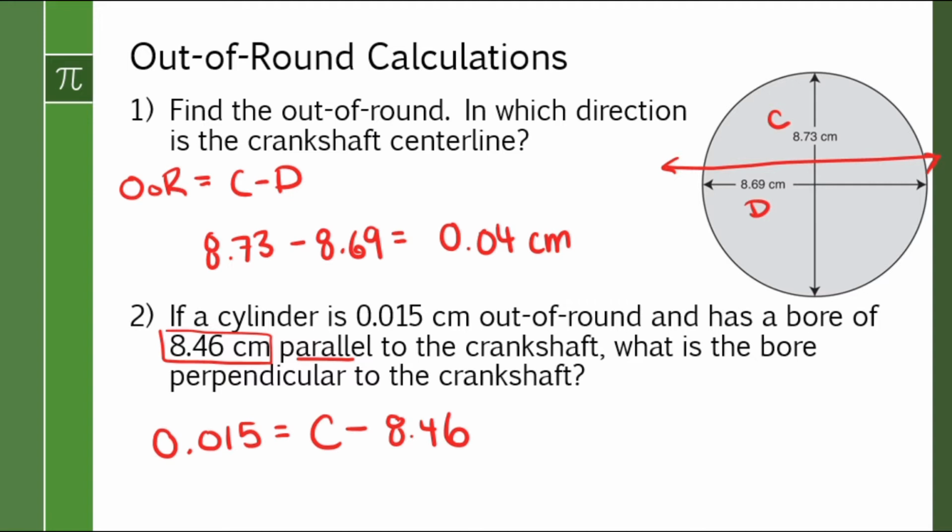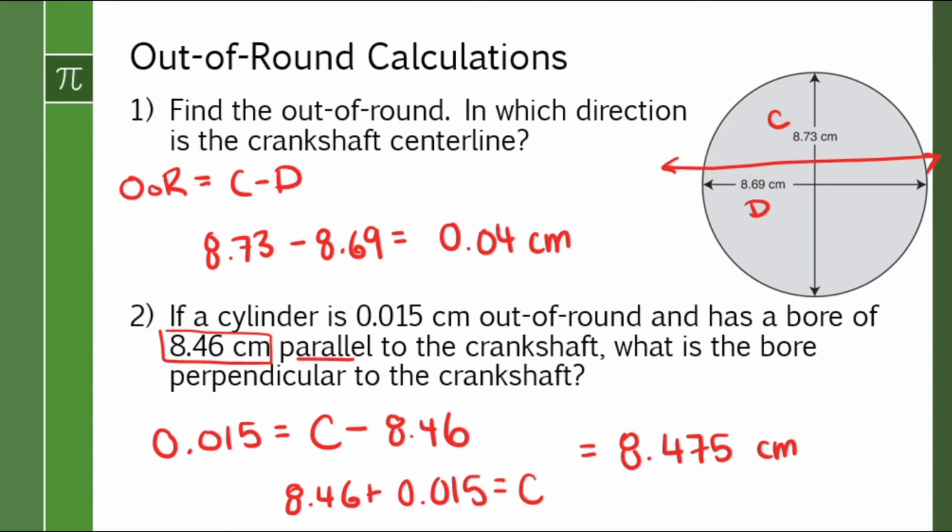You know that C has got to be bigger, so you're going to add that 0.015, or if you're feeling shaky, you can do a little bit of algebra. And then you're going to get your final answer, 8.475 centimeters, perpendicular to the crankshaft. More wear, bigger bore, perpendicular to the crankshaft.